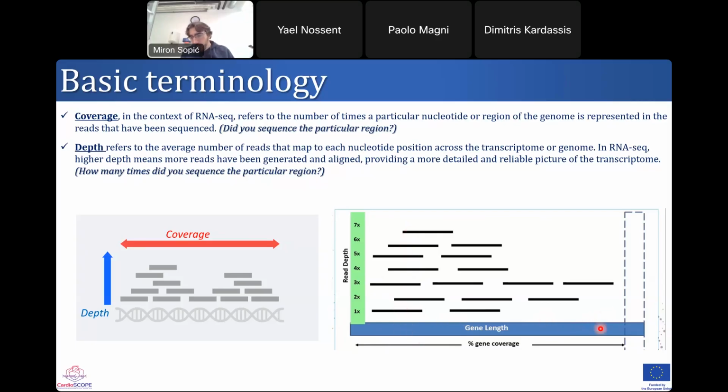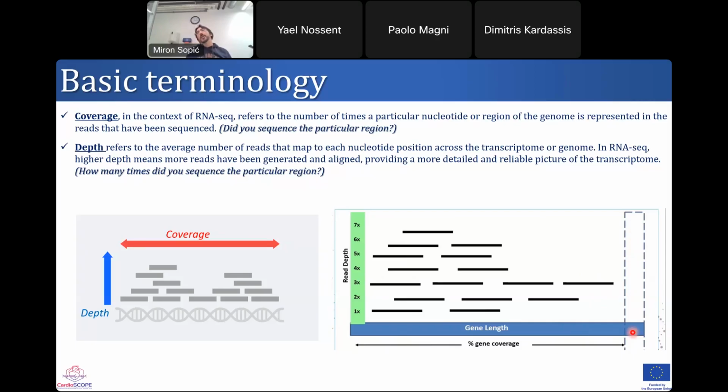And here, if you go to this part of the gene, you will see that only one read is covering this part. So this part is covered with a depth of 1 time. If you concentrate your attention on this part of the gene, you will see that it's not covered at all.